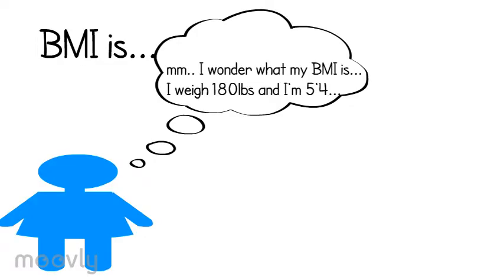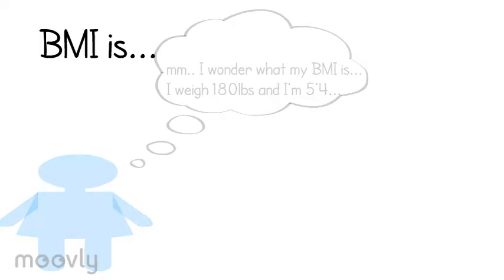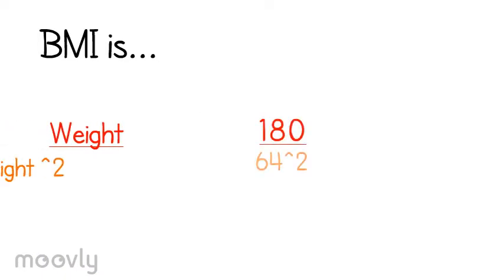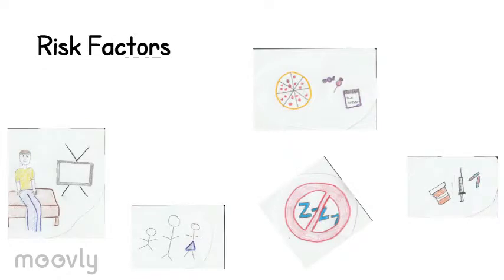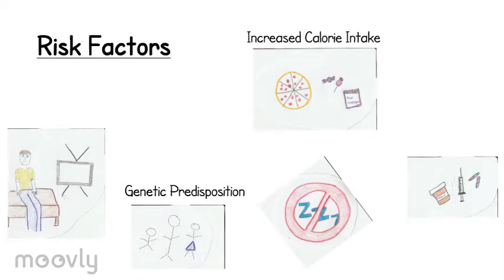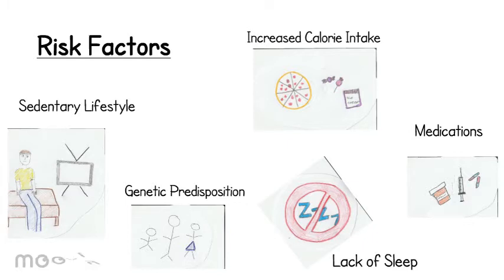One of the attributing factors is having a BMI greater than 30. Body mass index, or BMI, is a commonly used index to classify obesity in both men and women. To calculate your BMI, you simply calculate your weight over your height squared and multiply that by 703. Some common risk factors associated with obesity are genetic predisposition, a diet of increased calorie intake, sedentary lifestyle, certain medications, and a lack of sleep.